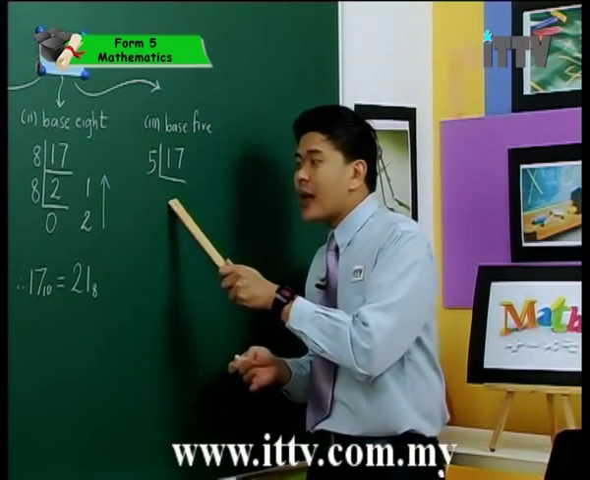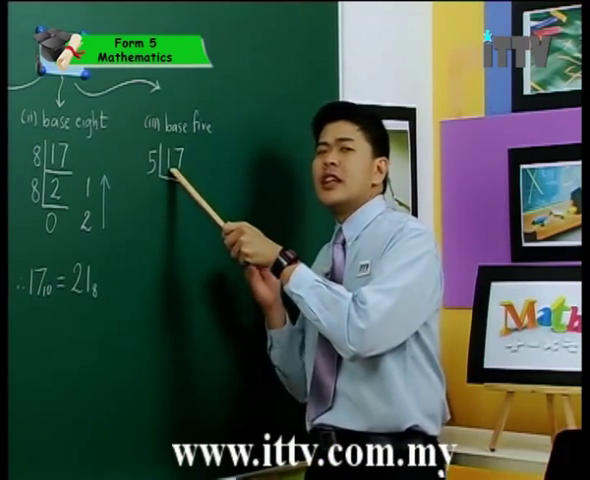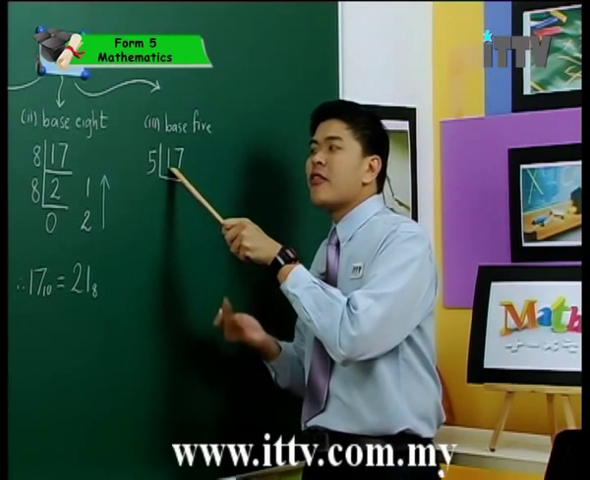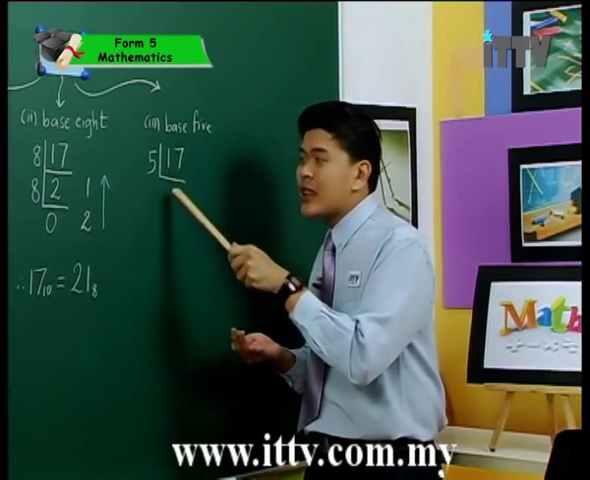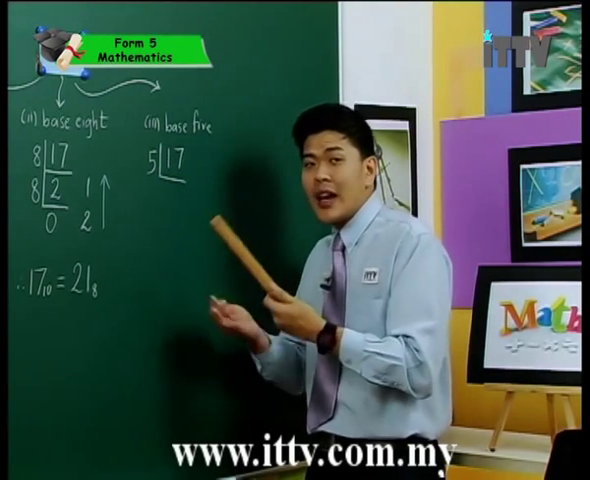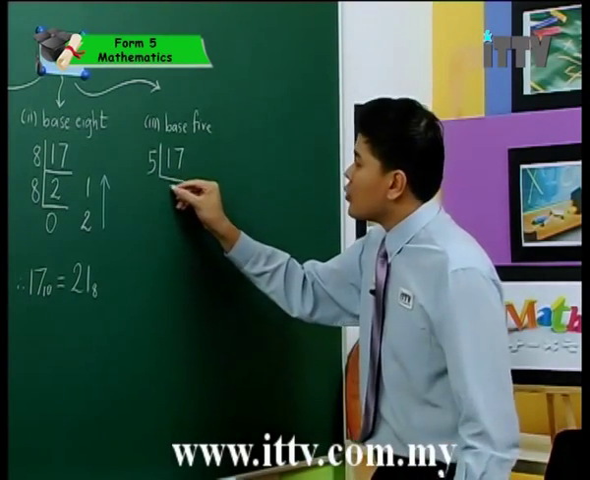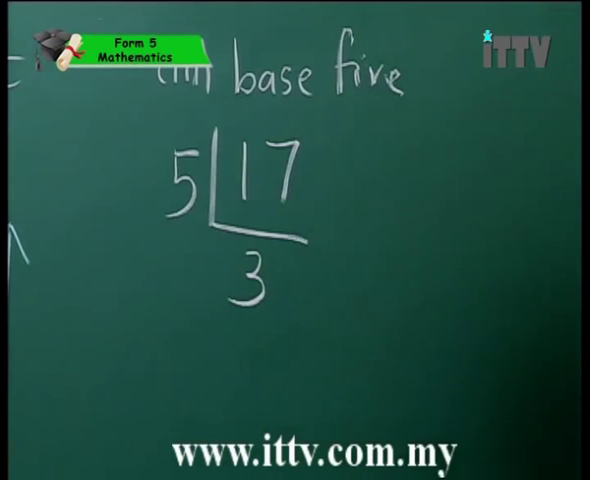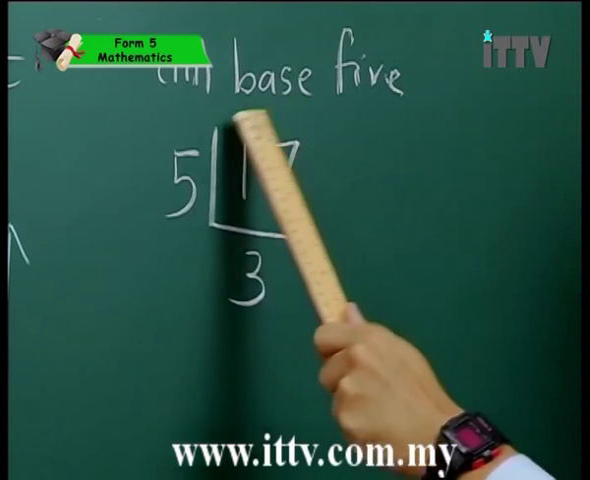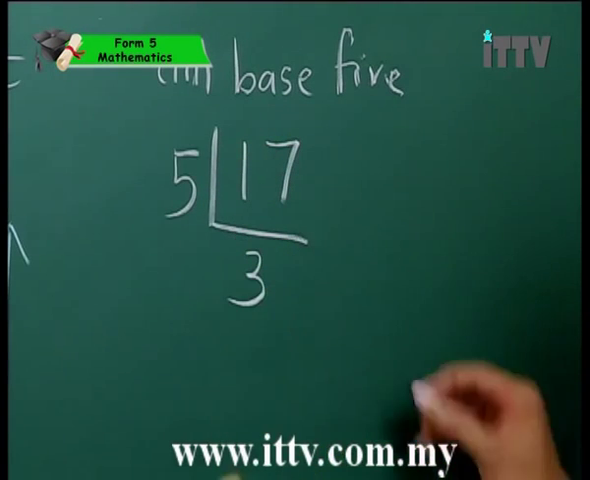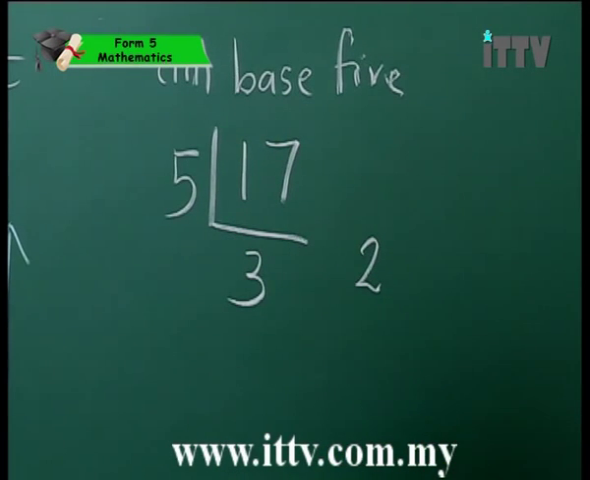Now, can you help me along the way? What multiplied by 5 gives me nearest to 17? Just think, 3 multiplied by 5 gives me 15. It's the nearest already. Don't exceed. 4 multiplied by 5 gives me 20, so it can't go beyond 17. So it will be 3 multiplied by 5, which gives me 15. The difference between 15 and 17 gives me a remainder of 2.